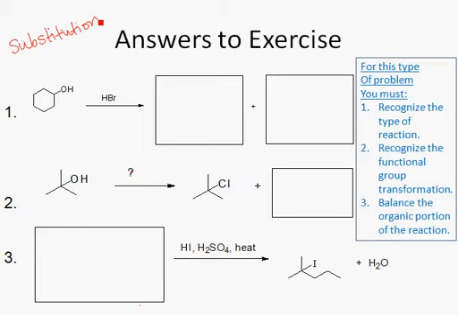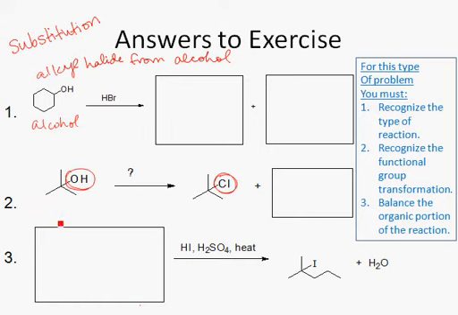In this kind of substitution reaction, we have an alcohol which turns into some kind of alkyl halide. So that's step 2. That is recognizing the functional group transformation. So on the left, we should have all alcohols, and on the right, we should have alkyl halides.